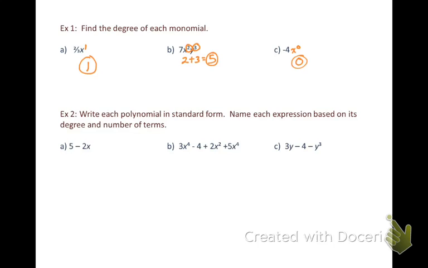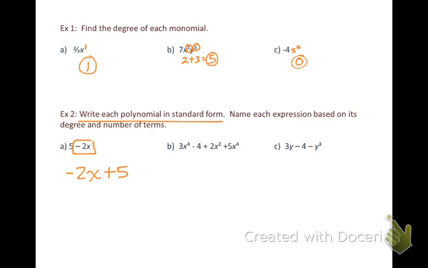Now example 2. This is a little different. We're going to write each polynomial in standard form. So that's step 1 on this. You're going to take the variables and find their highest exponent. Well, this one is the only term with a variable, so we're going to start with that term and put negative 2x, because you always start with the sign in front of it, which this one would be a minus sign or a negative 2x, and then you put plus 5. We'll come back to naming the expressions in a second.